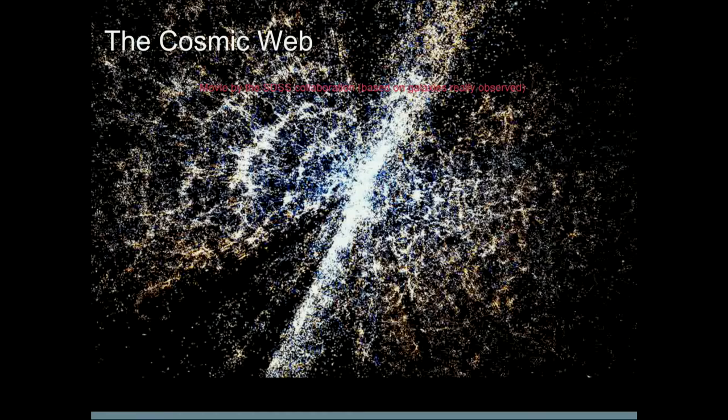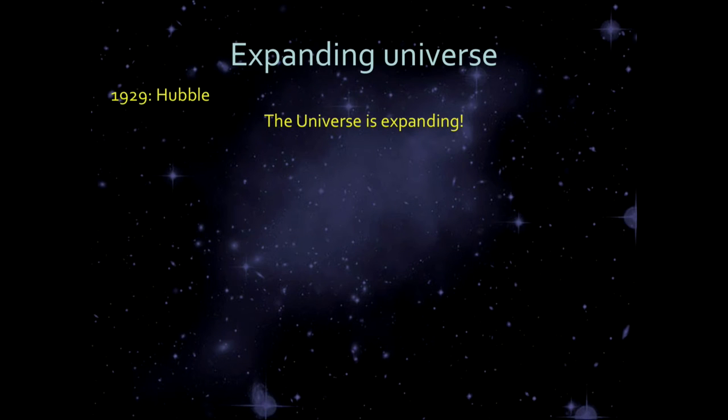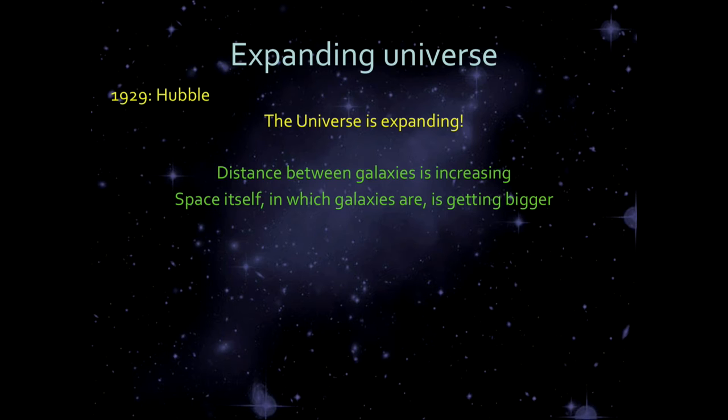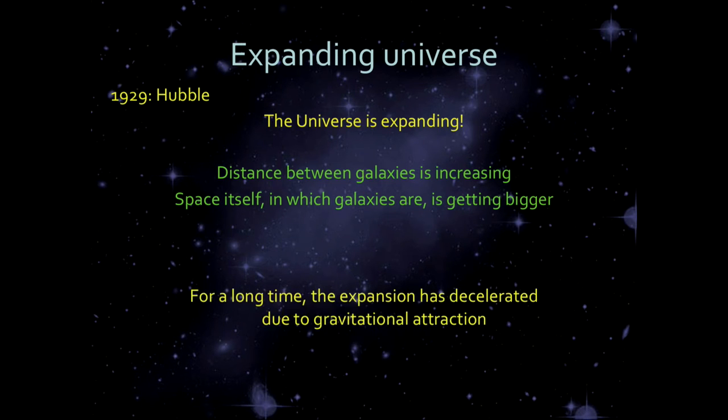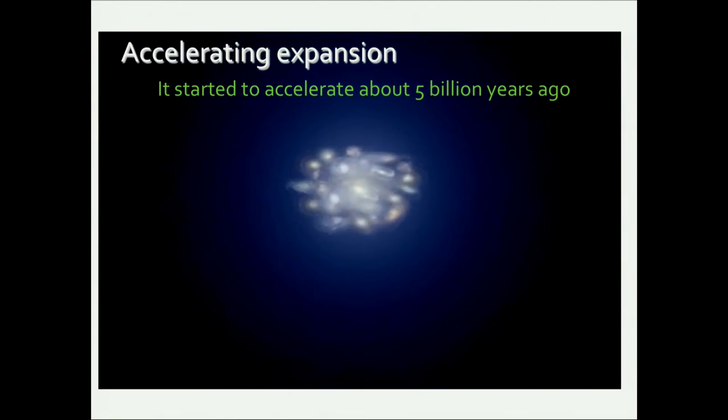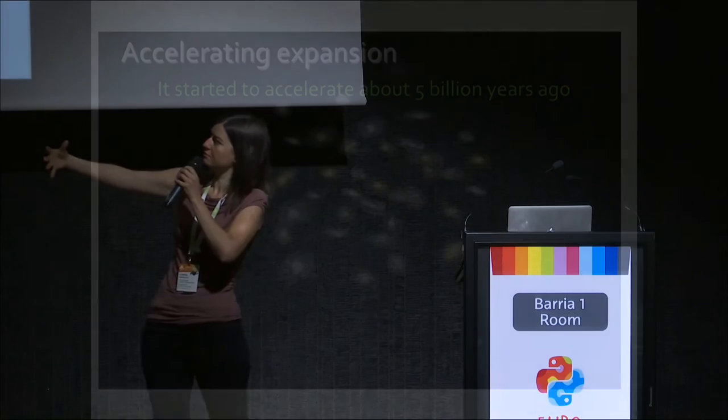In addition, we know that the universe is expanding. This has been going on for a long time, in the sense that the distance between galaxies, the space itself in between galaxies, is stretching. And for a long time, the expansion has decelerated, gone slower and slower due to gravity, which tries to pull things together and slow down this expansion, which is also what you see here. So there's a slowing down.